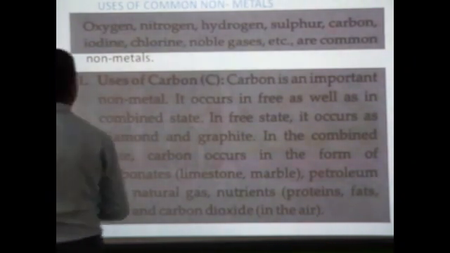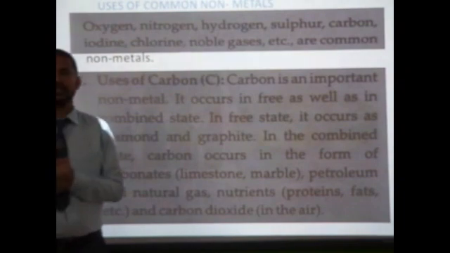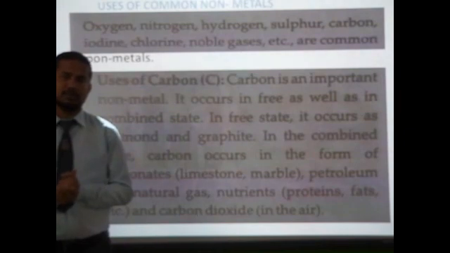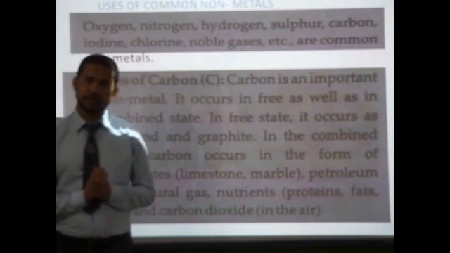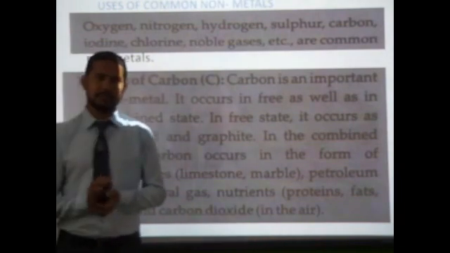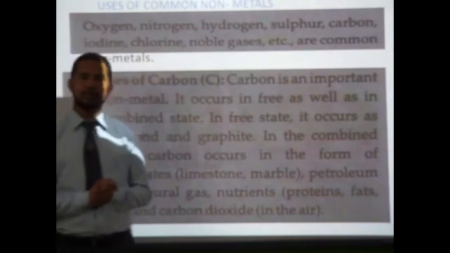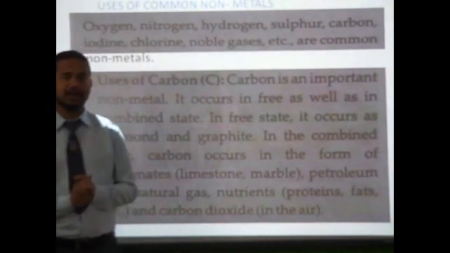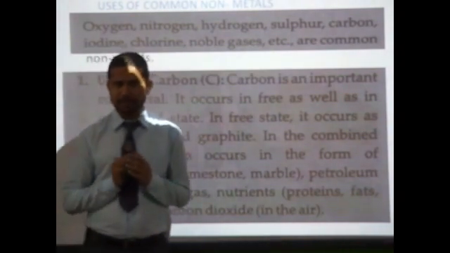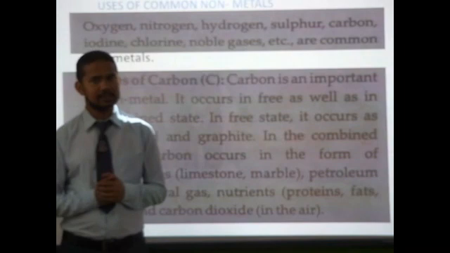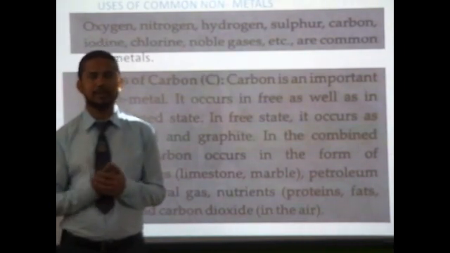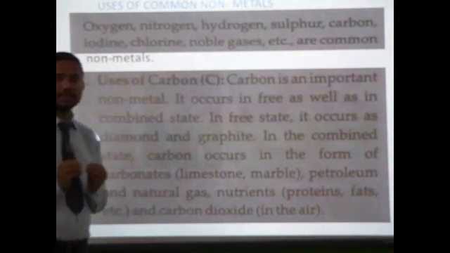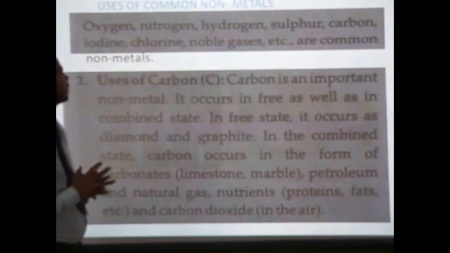So last class we did uses of metals. Some of the most important metals, those metals we use in our daily life, for example, gold, platinum, silver, copper, zinc, lead, tin, aluminium, iron. So some of these daily use metals we learned, the uses we learned. Now today we will be learning uses of common non-metals.